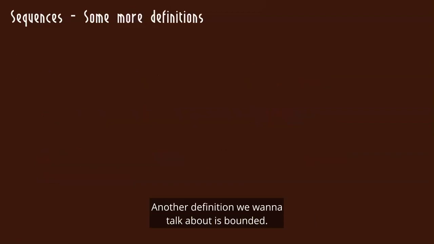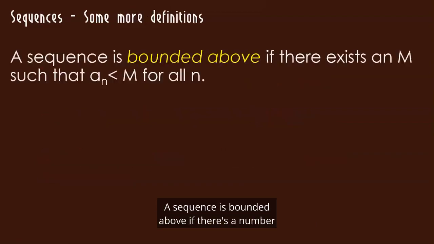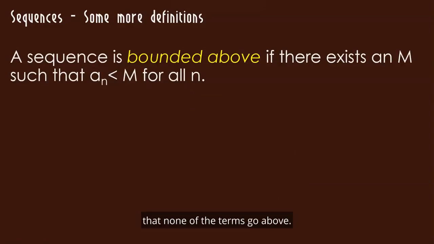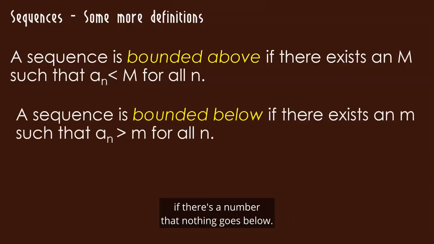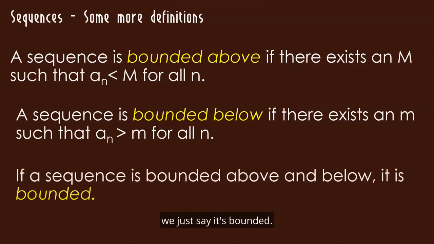Another definition we want to talk about is bounded. A sequence is bounded above if there's a number that none of the terms go above. A sequence is bounded below if there's a number that nothing goes below. Kind of makes sense. If it's bounded above and below, we just say it's bounded.